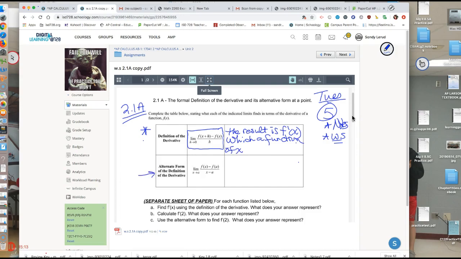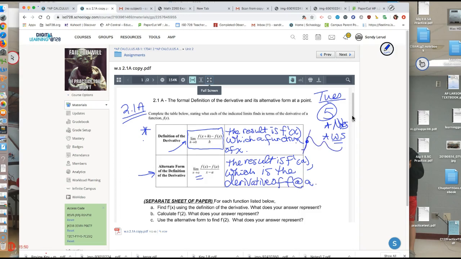This one right here, the alternative form, is at a specific place. So if a is 2, this is the derivative at 2, which, by the way, this will give you as well. We just showed it if you plug 2 into your derivative function. So the result is f prime at a, which is the derivative of f at a. So again, this one, anywhere on the curve.